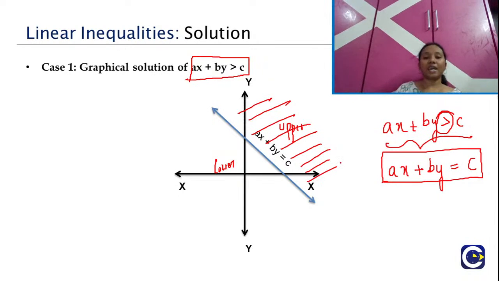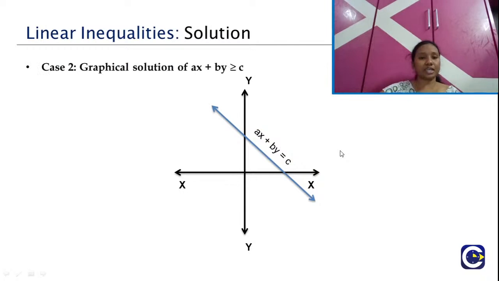So simply, in the graphical method, I can plot the graph of the line where I take it to be equal to, and then based upon the inequality, if it's a greater, then my solution will be the upper half part, the upper plane. Right. So let's get into the next case, that is when I am having greater than equal to.